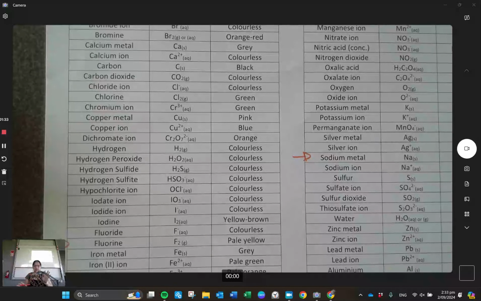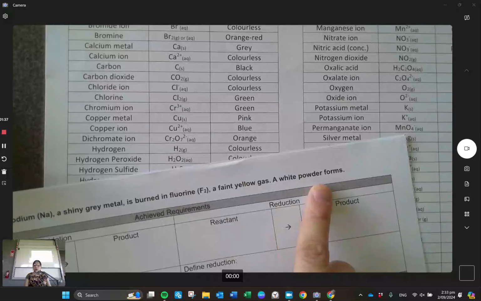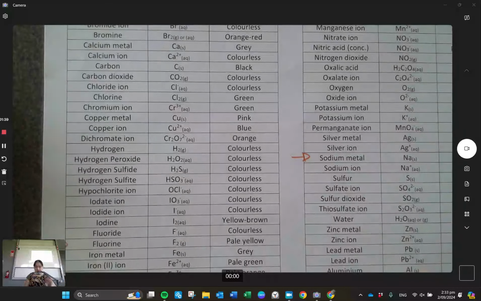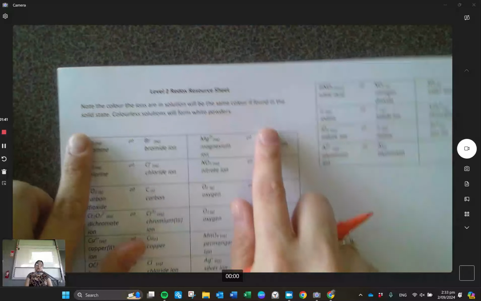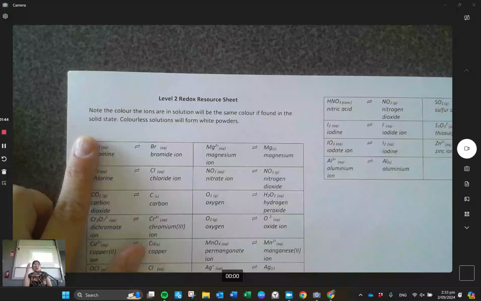The problem is that in this example, you are actually forming an ionic compound that is a solid, and it's a white powder, and some of you guys got thrown off by that. I did try to add a little note here to help kind of cover that question. Some of you guys saw it, some of you guys didn't. It's okay.